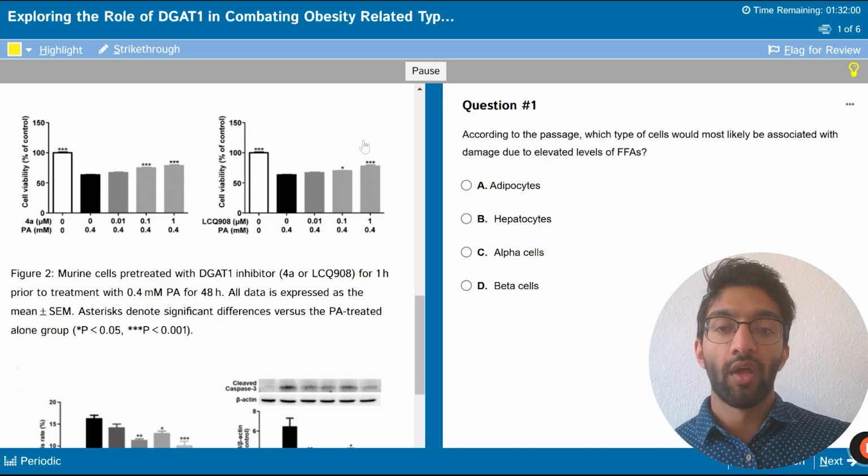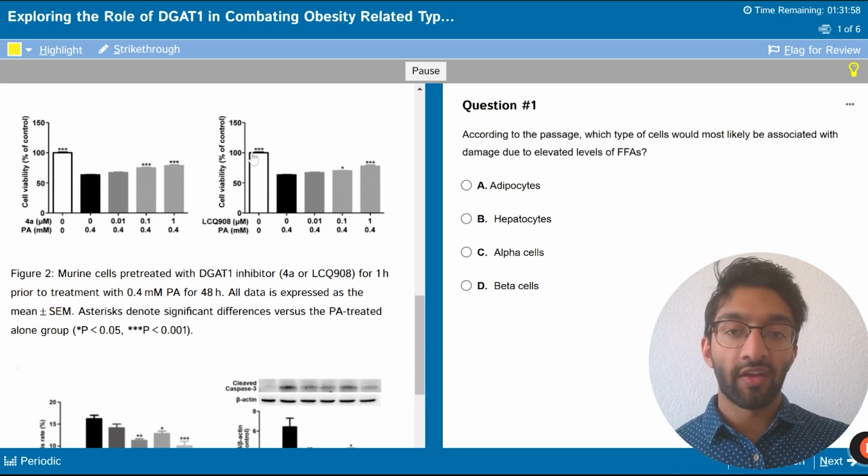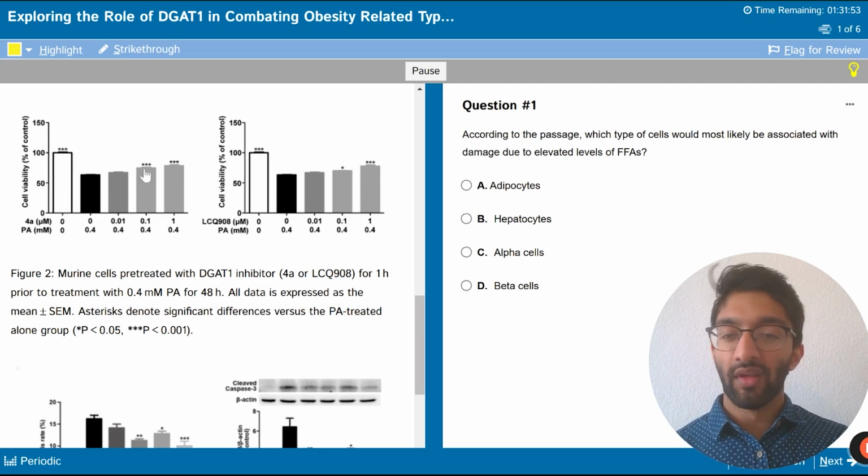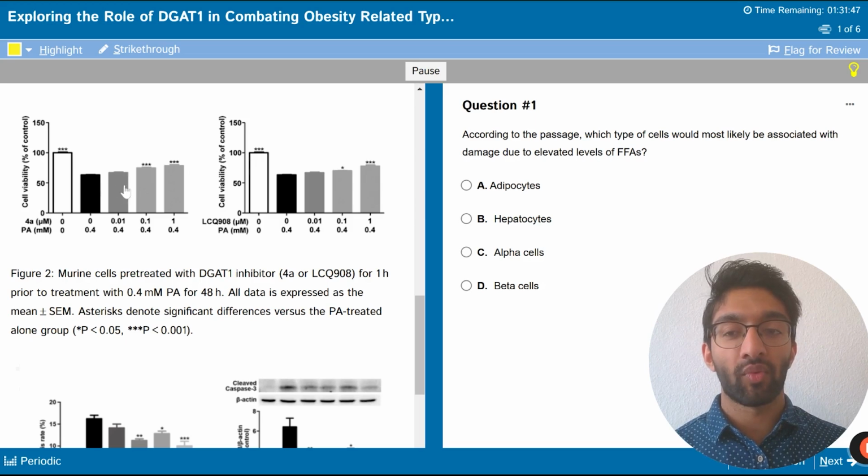That's really helpful. The last thing I would say here is to look at the trend in both graphs. They're kind of similar, no? It doesn't really seem like 4A and LCQ are doing things that differently. Maybe the significance level is a bit more with 4A here, but what does this mean? This is compared to the PA treated alone, such as this black bar.